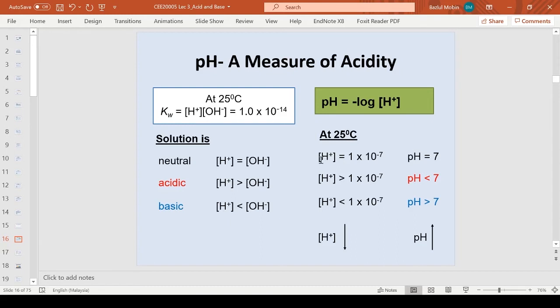So at 25 degrees centigrade for water, hydrogen ion and hydroxyl ion are both 1 times 10 to the negative 7th, and we can also find it from here. If they are equal and we take the square root, we find 1 times 10 to the negative 7, that is, pH is 7. When hydrogen ion is more than that, the pH will decrease, and if hydrogen is less than that, the pH will increase. That means if the pH is higher, the hydrogen ion is less.